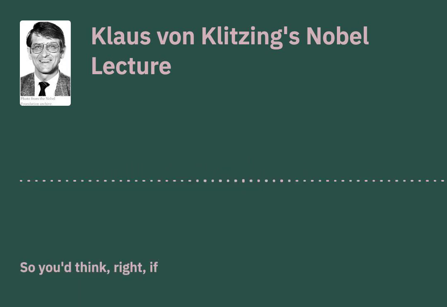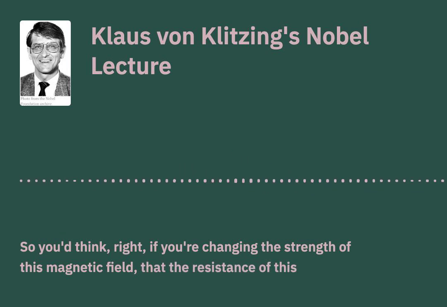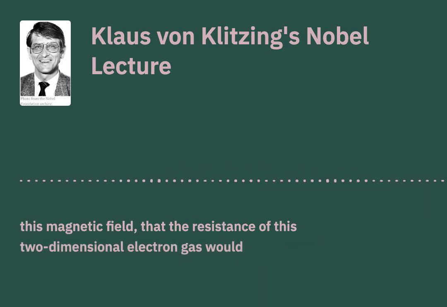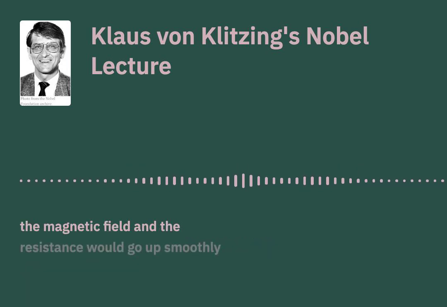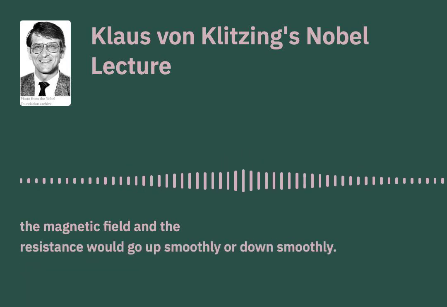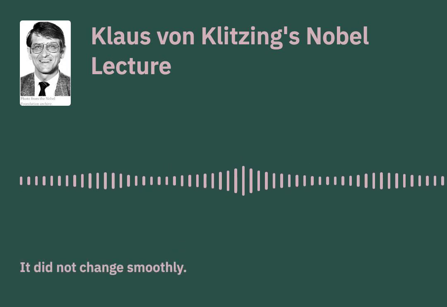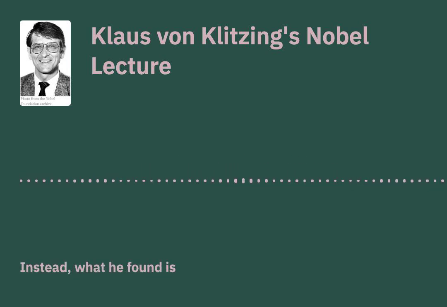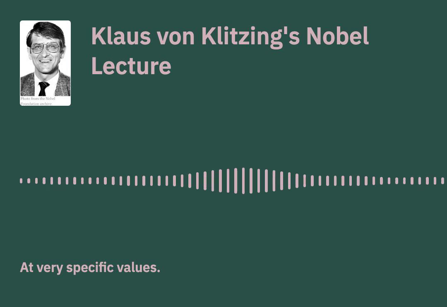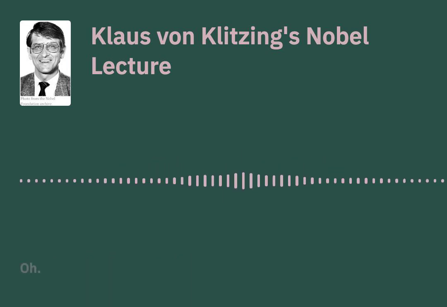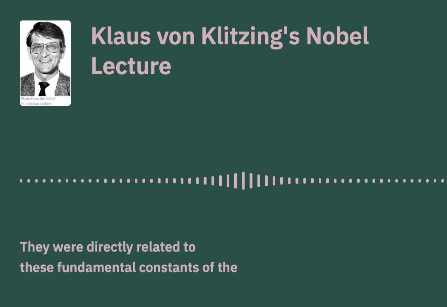You'd think that if you're changing the strength of this magnetic field, the resistance of this two-dimensional electron gas would just change smoothly with it, right? Like you crank up the magnetic field and the resistance would go up smoothly or down smoothly. Okay, that makes sense. But that is not what von Klitzing found. It did not change smoothly. Instead, what he found is that this resistance would get stuck at very specific values, and it would form these plateaus. And these weren't just any random values. They were directly related to fundamental constants of the universe.